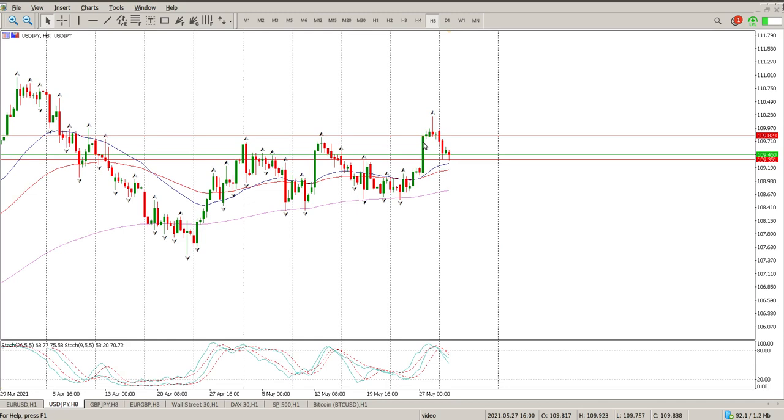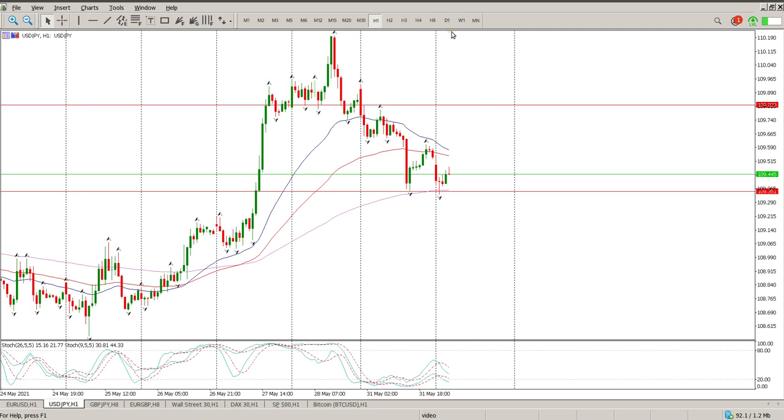US dollar, Japanese yen. Just drifting lower yesterday. Trend is still up at the moment. That is the big thing. You can see we're still above all the moving averages. Trend is still up. However, coming down to the 1 hour, have a look at what's transpiring here. It could be a double bottom forming.